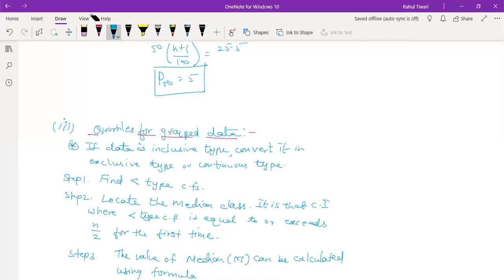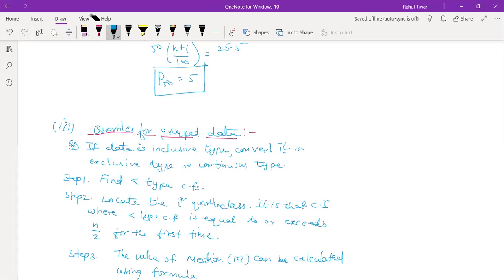So I'm writing in general. It may be quartile, it may be decile, it may be percentile. The procedure is same. What you have to do? If it is inclusive, convert it to exclusive. Find out less than type. Locate the median. Instead of median class, I will now say quartile. Need to find out the ith quartile.